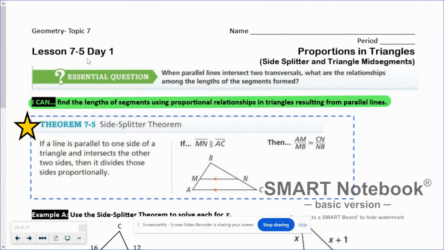In this video for lesson 7.5, we're going to be talking about proportions in triangles, specifically two theorems. The first one is called the side splitter theorem, and the second one is called the triangle mid-segment theorem.